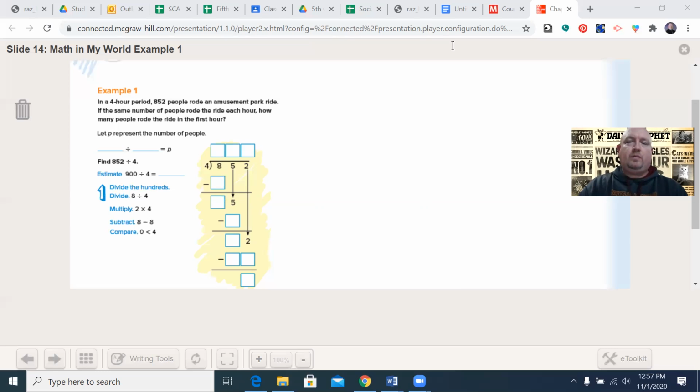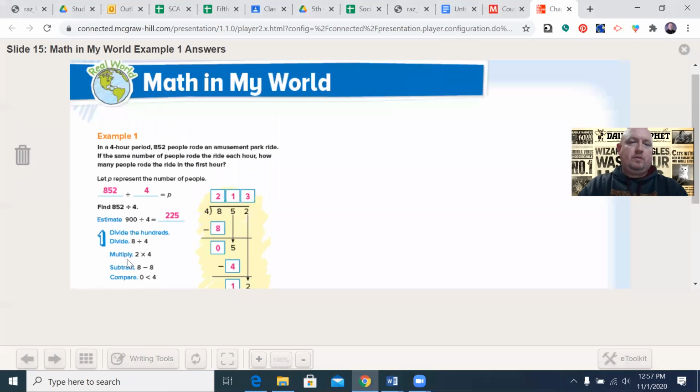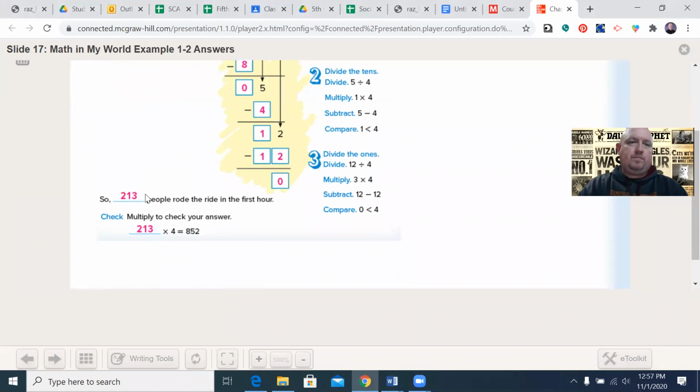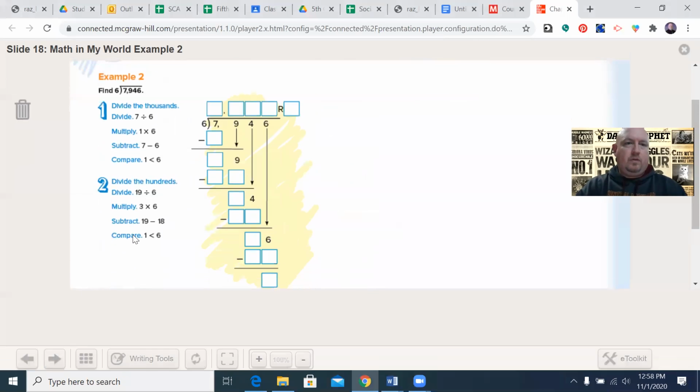All right, so let's move forward here. You can see the answer was 213. And there's how it's written in on your page. All right, go ahead and turn the page to 202. And I'm going to do the same here. We're going to do 7,946 divided by 6. Don't freak out, because you're going to be doing first 7 by 6. And then you see these 2-digit problems all the way down.